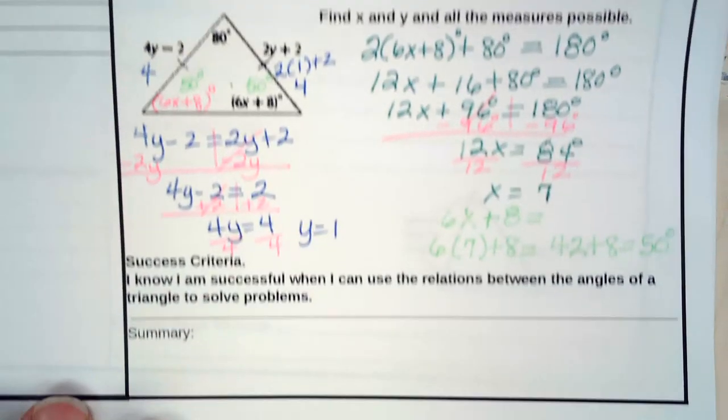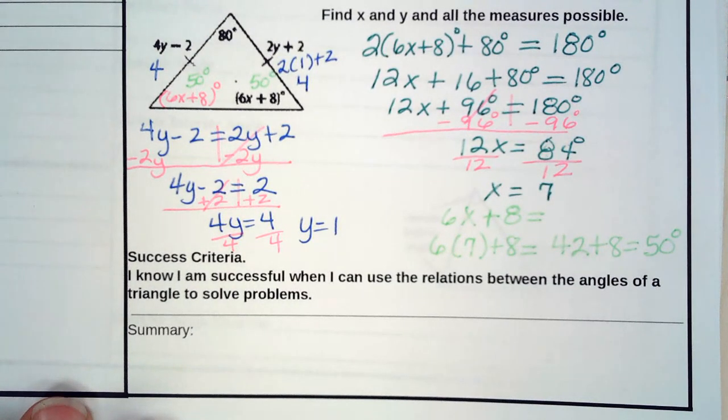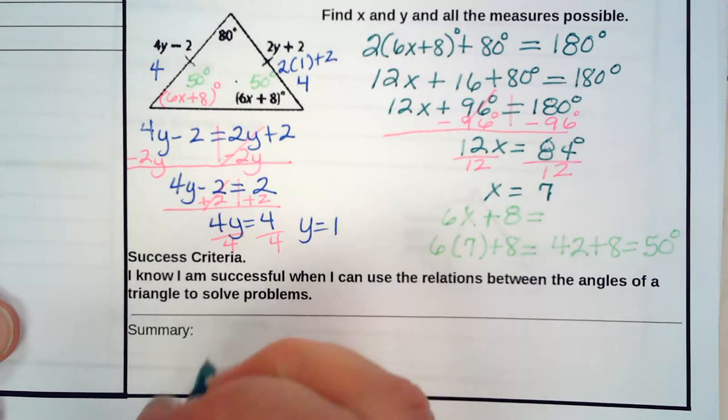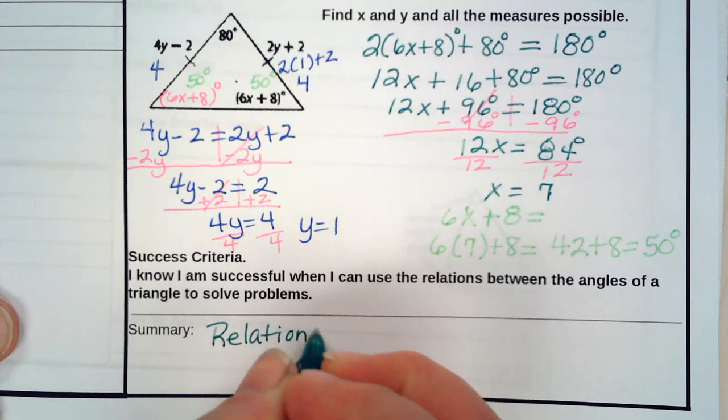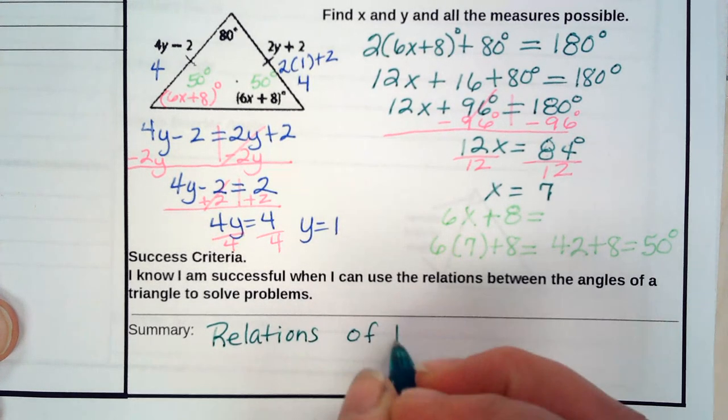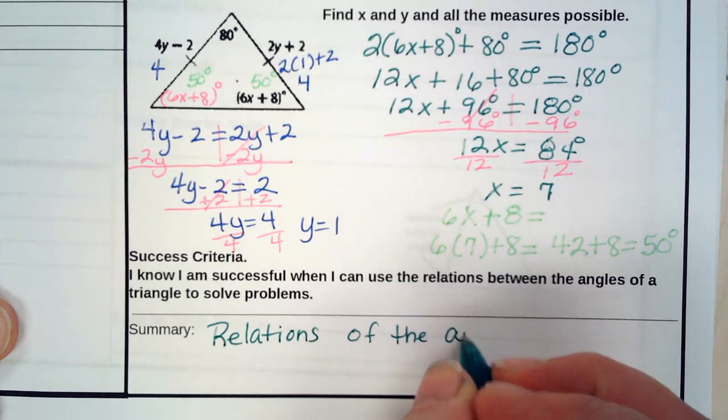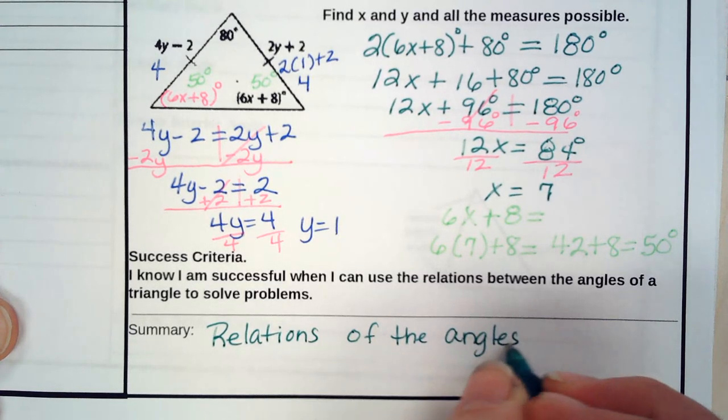So how do you know when you're successful? You know you're successful when you can use the relations between the angles of a triangle to solve different problems.